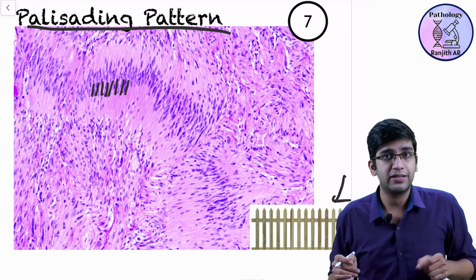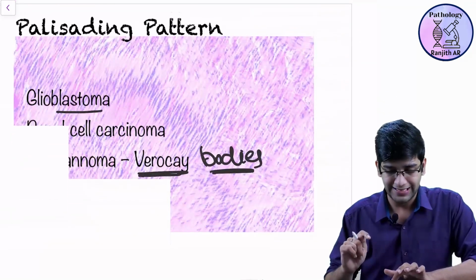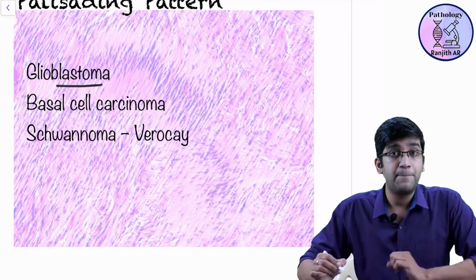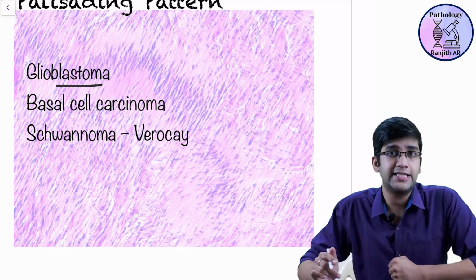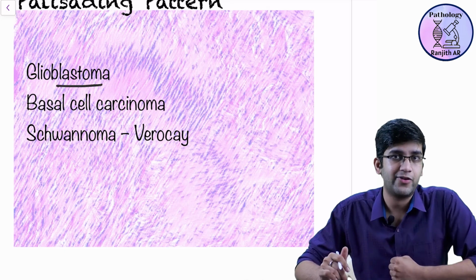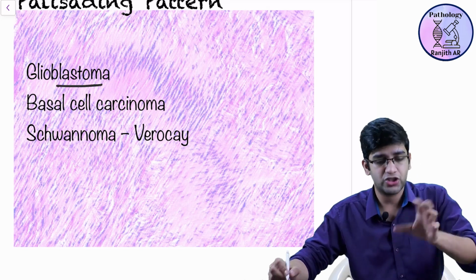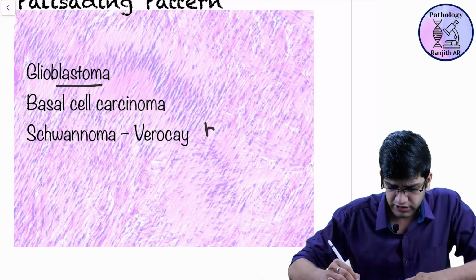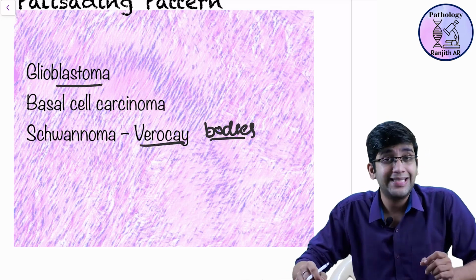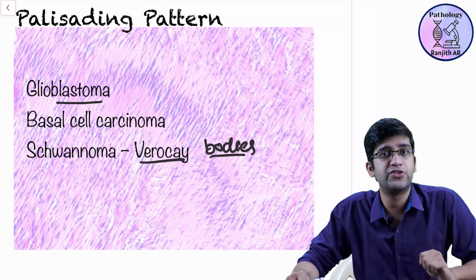When I see palisading pattern in the brain, I'm going to think of the blastoma which is an exception, glioblastoma. Okay, I'll think of glioblastoma. Basal cell carcinoma of skin also will have palisading pattern. That's a second tumor. Please write it down. Right? Next, in schwannoma, there is a structure called Verocay bodies. You must have heard them. If you have not heard them, we'll learn soon, right? Verocay bodies. There also you will be seeing the palisading pattern. 3 tumors where you see palisading pattern.